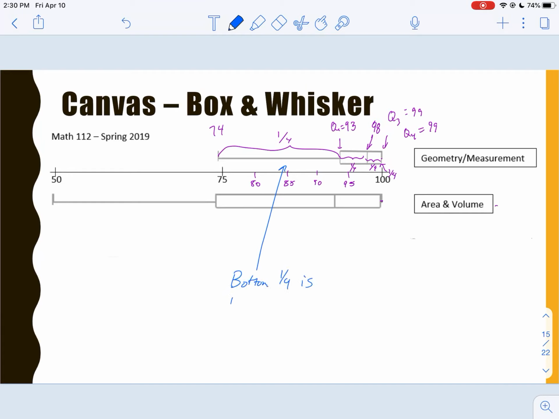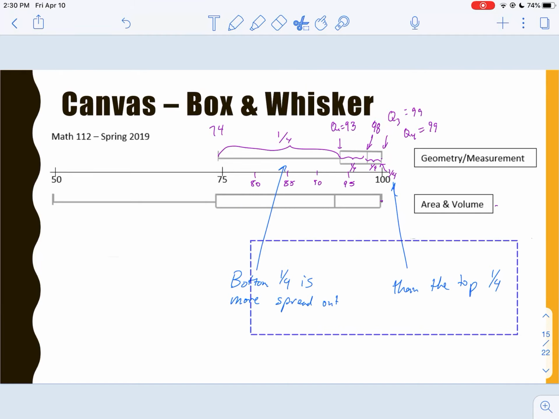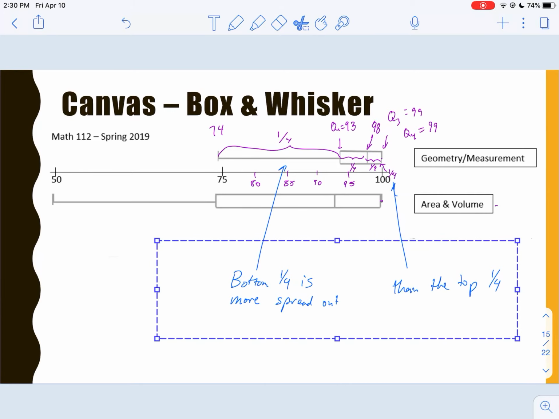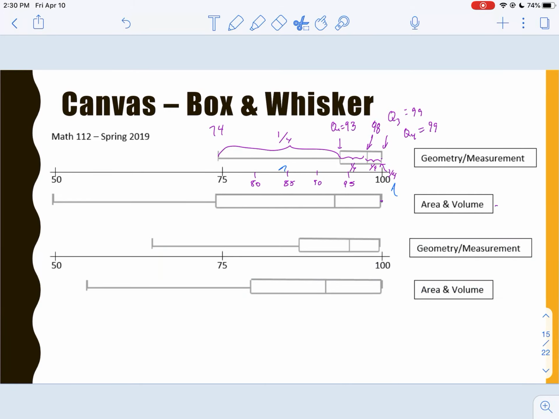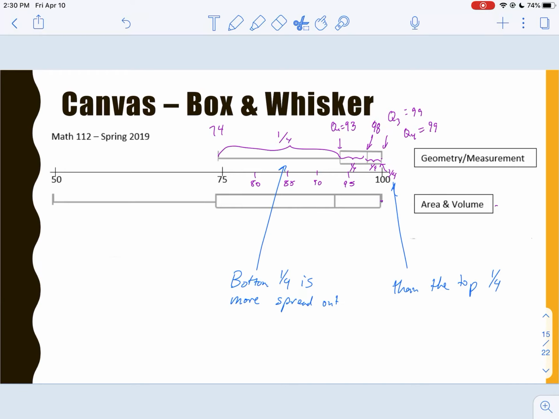So, key point, the bottom quarter is more spread out than the top quarter. And this really gives us an idea of where people are at without actually seeing a display. Instead of looking at a histogram of the data and looking at all the scores, we can get a box and whisker plot pretty quickly to see what's going on.